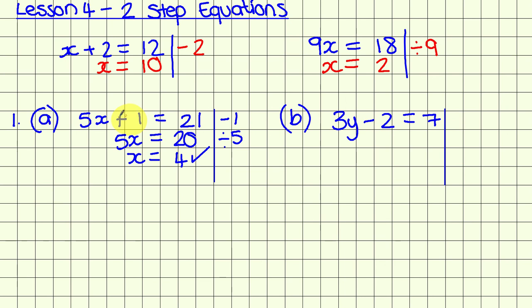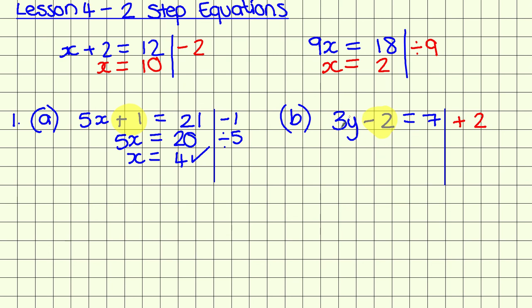Okay, so now instead of letter x, we've got the letter y here, but we're going to do the exact same thing. You need to get that letter y by itself. So first thing we're going to do is get rid of the plus or the minus. So okay, I want to get rid of this minus 2. So the opposite of take away 2 is add 2. So that's what we're going to do to each side.